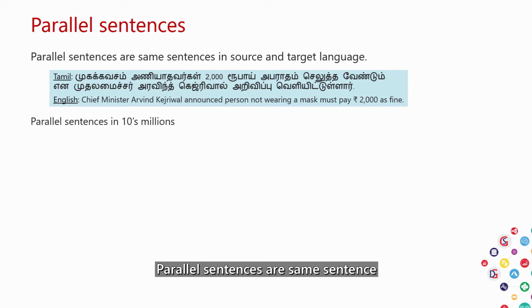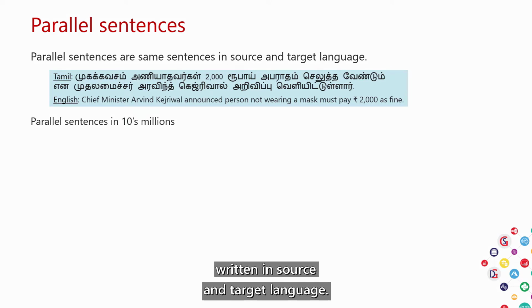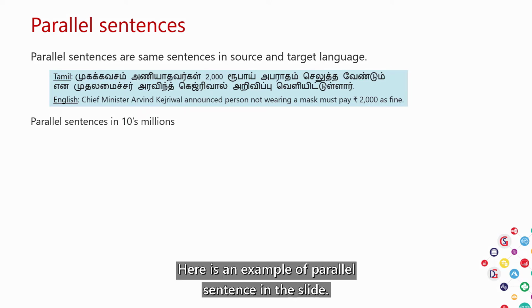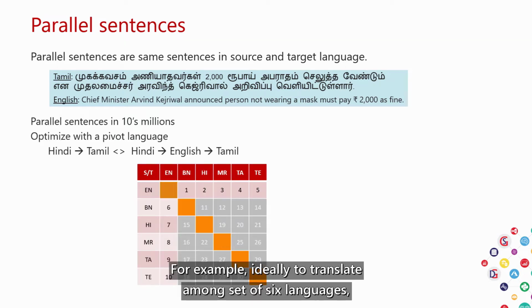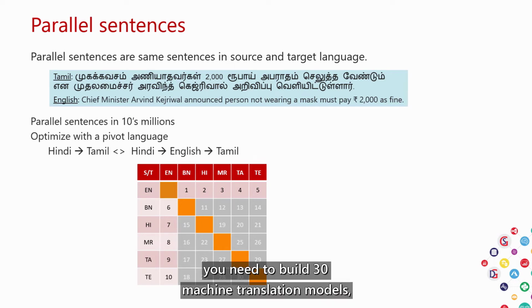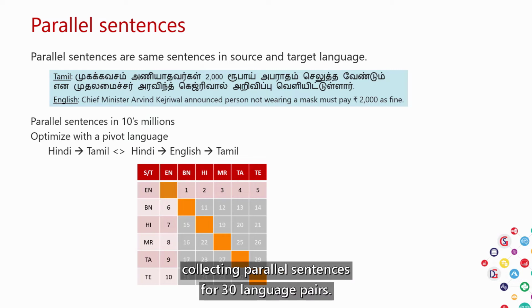Parallel sentences are the same sentence written in source and target language. Here is an example of a parallel sentence in the slide. To build high-quality machine translation models, we would need parallel sentences in tens of millions. For example, ideally to translate among a set of 6 languages, you need to build 30 machine translation models, collecting parallel sentences for 30 language pairs.